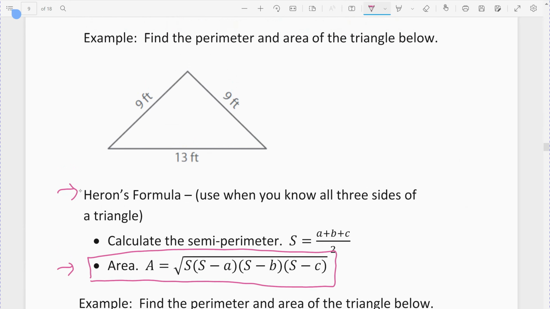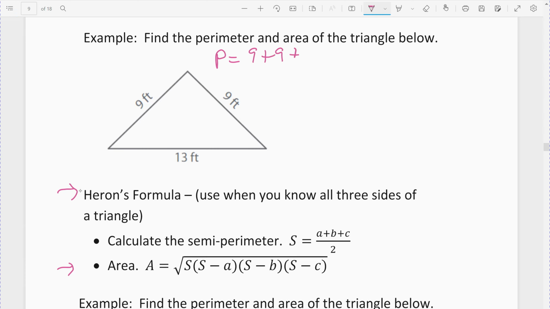So first of all, we need the semi-perimeter, which means we need the perimeter anyway, because the problem asks for the perimeter. Perimeter in this case is pretty easy. It's just add up all the sides. So 9 plus 9 plus 13 comes up to be 31 feet. We need that because they asked us, and we also need the semi-perimeter, which we label as S.